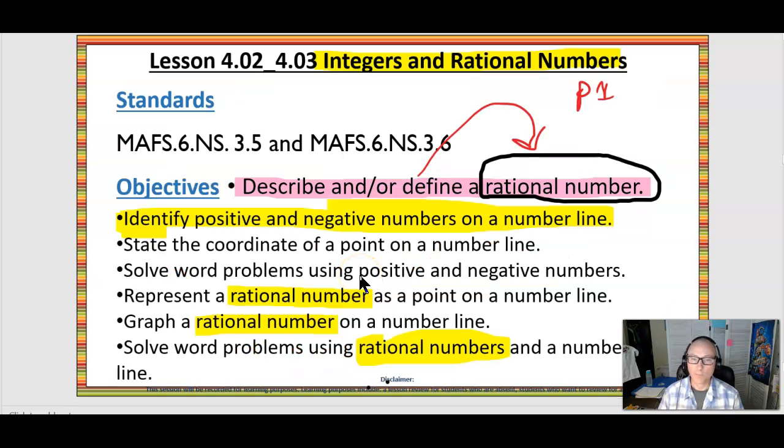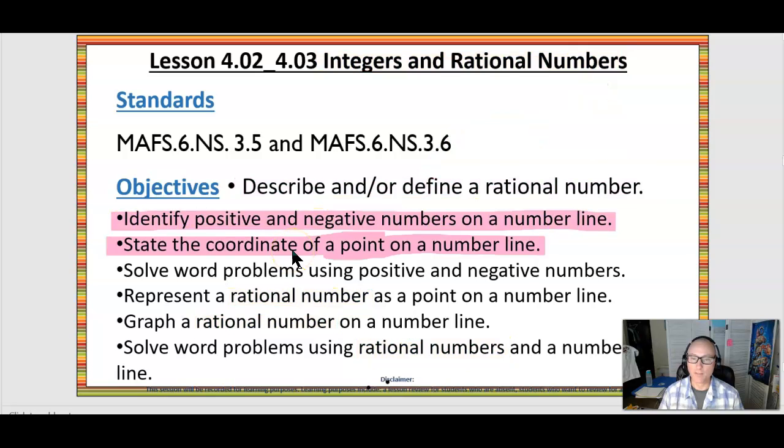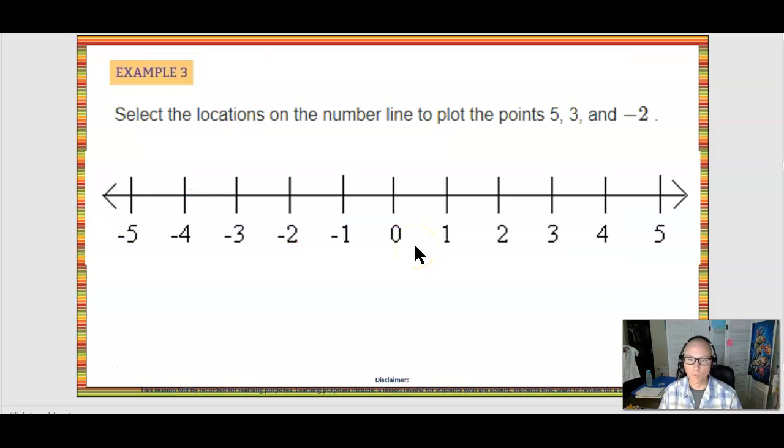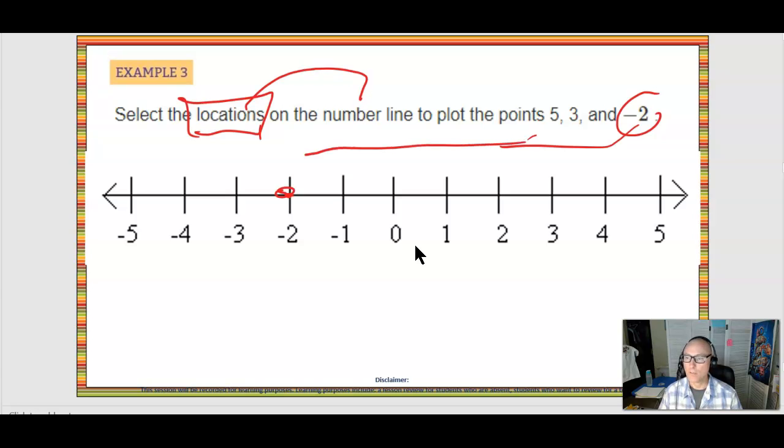So let's keep going. Next part of our lesson: identify positive and negative numbers on a number line. State the coordinate. Oh, we should talk about what a coordinate is. We'll get more into that. I don't know how I missed that. It's just a place. It's a point on a number line. For example, 2, -2, that's a coordinate. Oh, look, there's a coordinate. It's basically the location of a number on the number line. Location, that's the coordinate. So the coordinate here, -2.